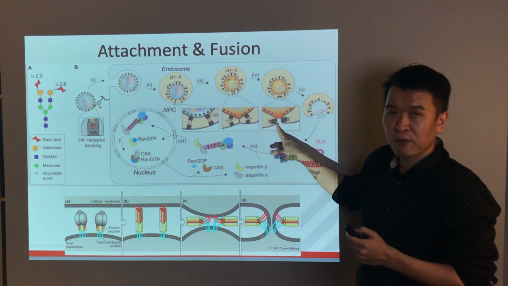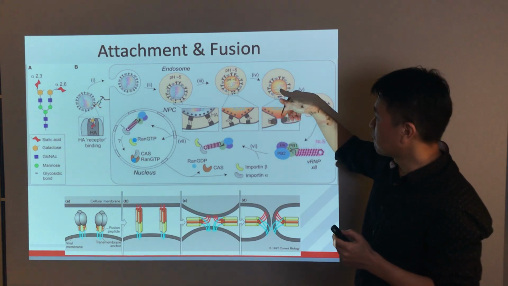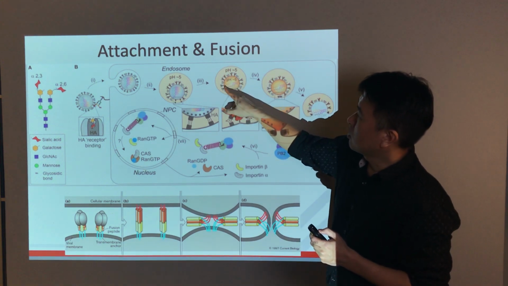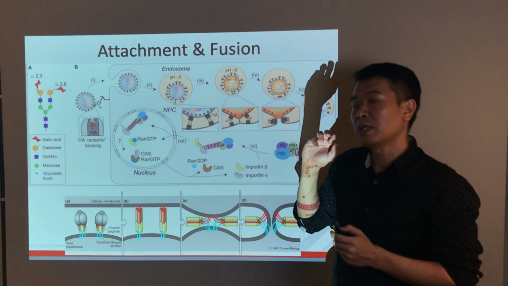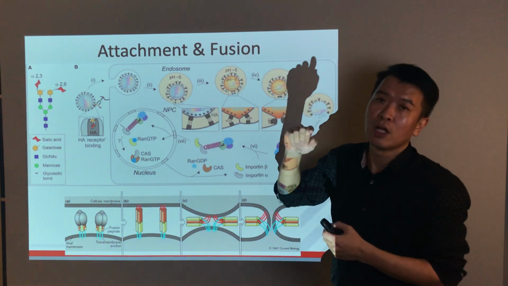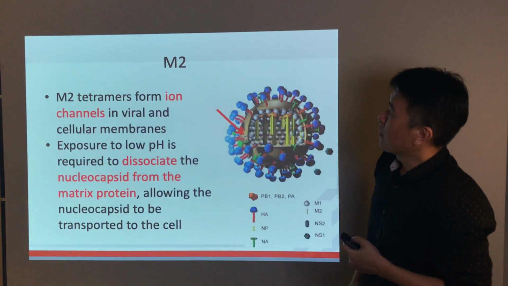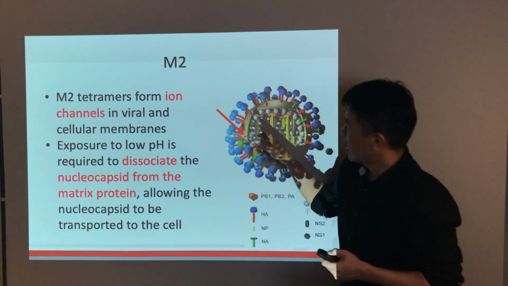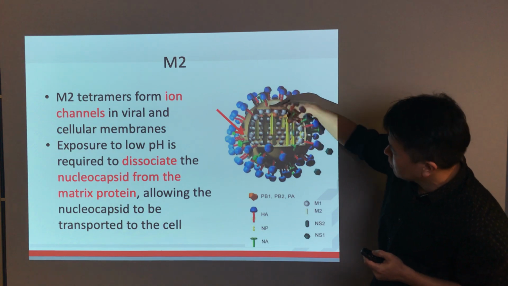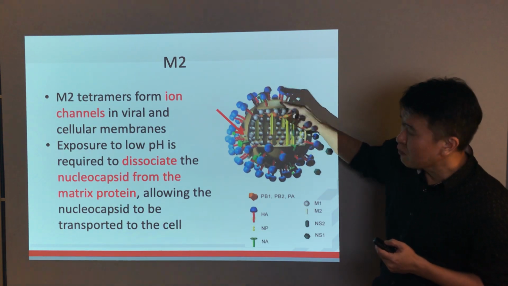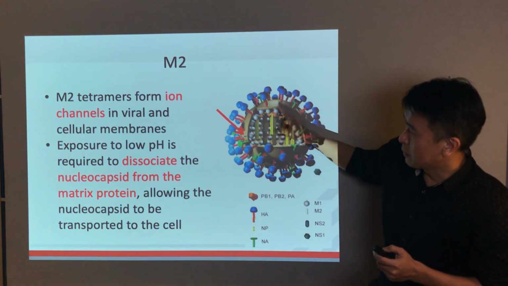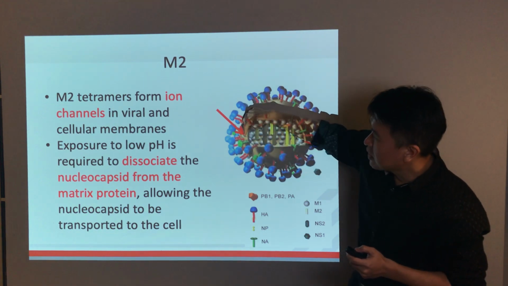Even though the membrane has been fused, the ribonucleoprotein will not be released yet. And what happened here is the ribonucleoprotein of the influenza virus is still attached with the matrix protein inside the core of the virus. So what happened next is, remember there is an ion channel here. The ribonucleoprotein is still attached to the matrix protein underneath the membrane. Even though the membrane has been fused, the ribonucleoprotein is still attached to the matrix. So here we have this ion channel.